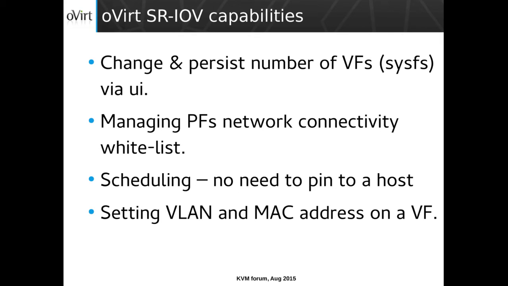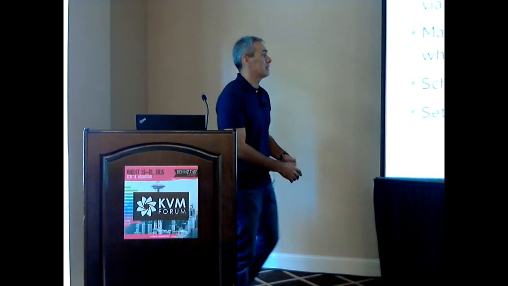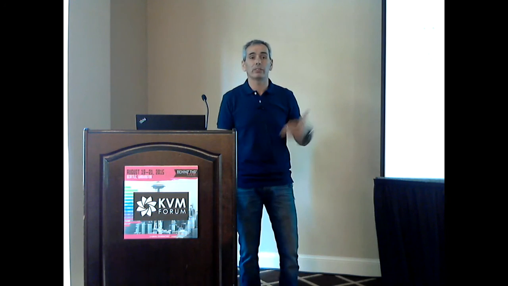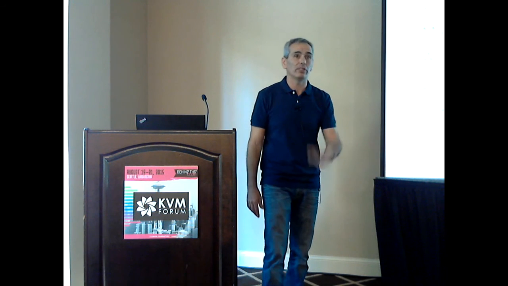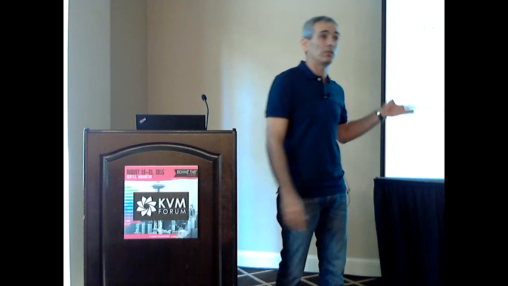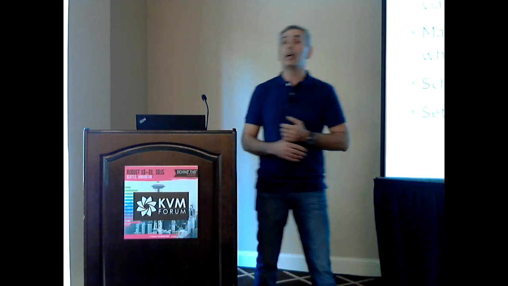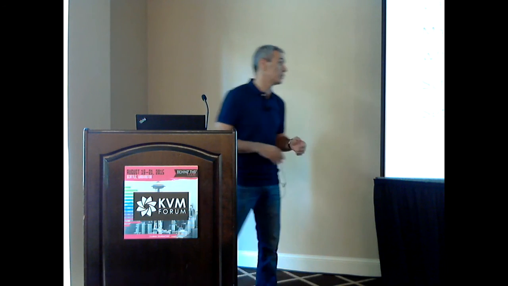So what are the capabilities? We make sure to configure and persist the virtual functions, manage physical functions, and connectivity whitelist, which is the predefined list of networks that we support. Scheduling is the biggest part, so we don't need to worry about scheduling. When you run a VM with such a profile, it will check all the available hypervisors with this specific configuration that have an available virtual function, and it will allocate this machine on that specific host.